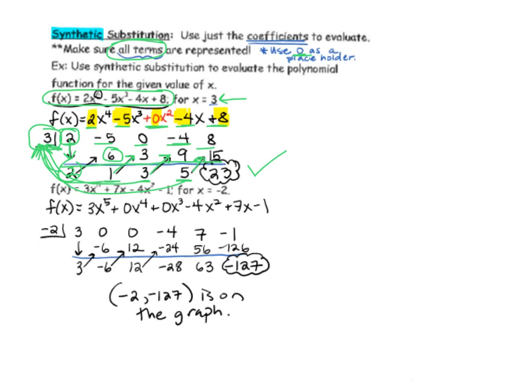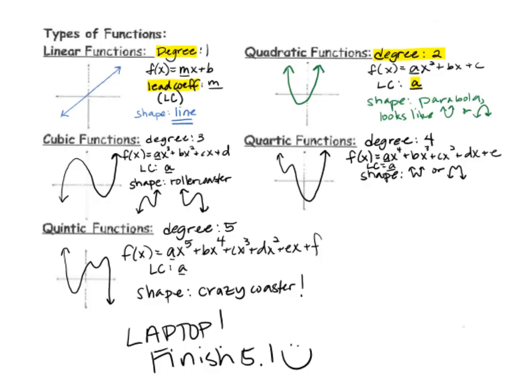Now in that second example down below, I'm just going to get rid of some of this work right here. Notice when you're looking at the terms represented, we have 2 terms that we're missing: the x to the fourth term and the x cubed term. We had to have 2 zeros in our setup for that synthetic substitution. I plugged in -2 over on the left-hand side and then used all my coefficients. See if you can write this out on your own, modeling that example up top, and try to get -127 as your answer.